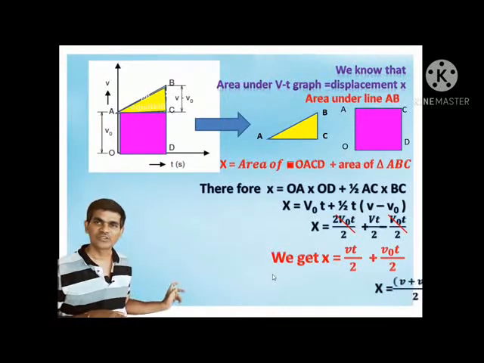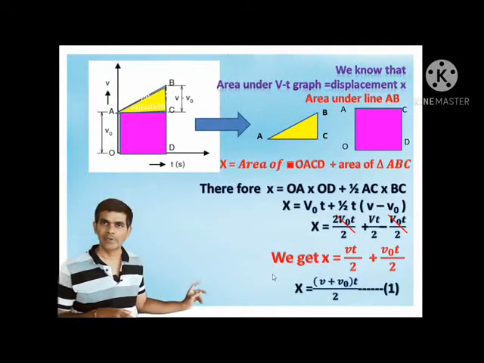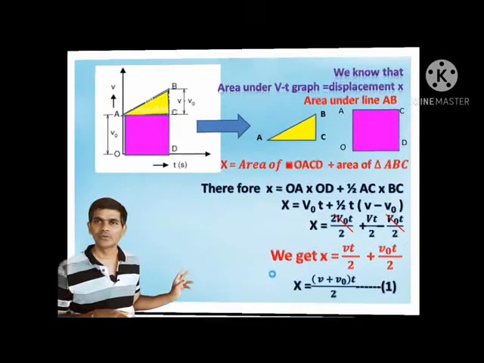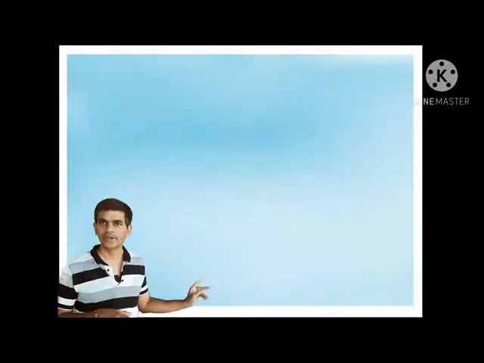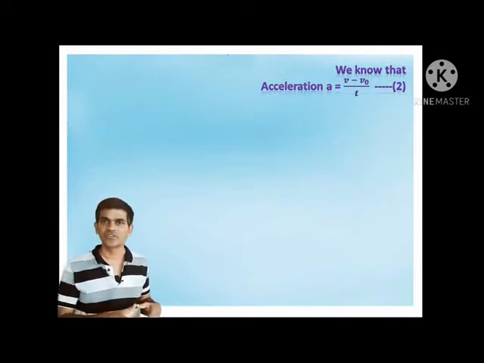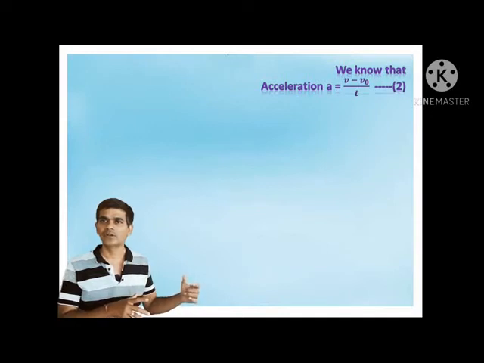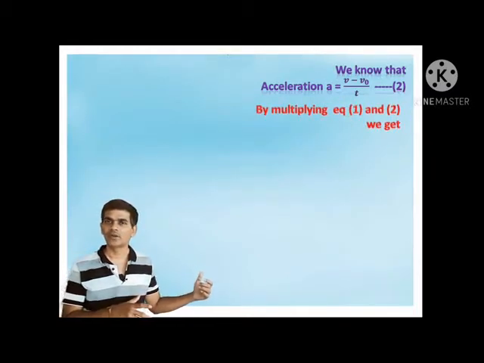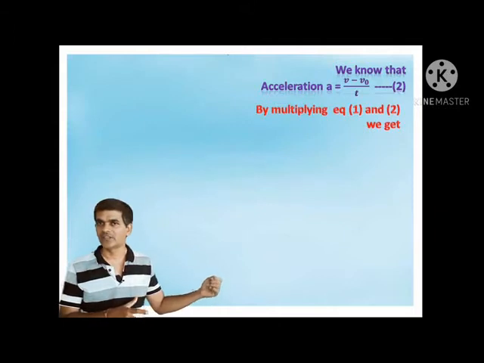This is x is equal to v plus v naught into t by 2, and this I will write as equation 1. Okay, this is equation 1, x is equal to v plus v naught into t divided by 2. And we have another equation which is giving acceleration, a is equal to v minus v naught by t. In a previous derivation we derived this, the acceleration a is equal to v minus v naught divided by t. I will write it as equation 2.